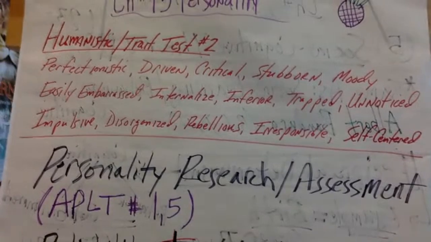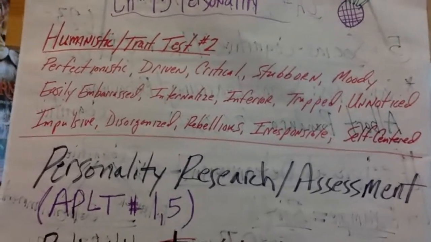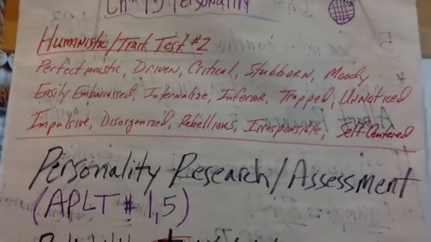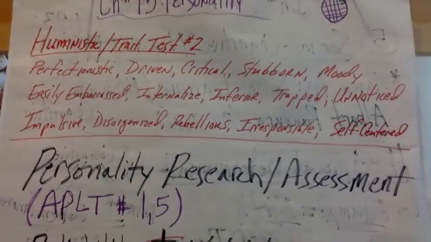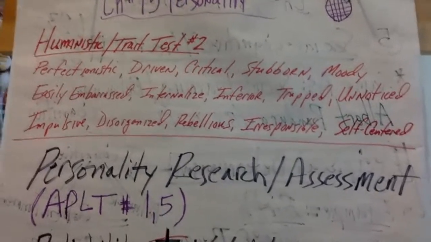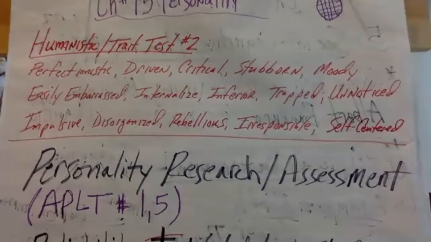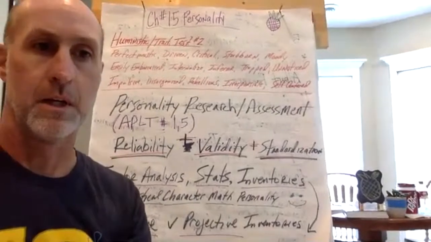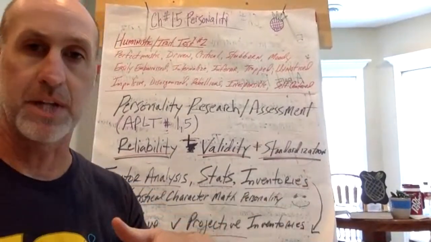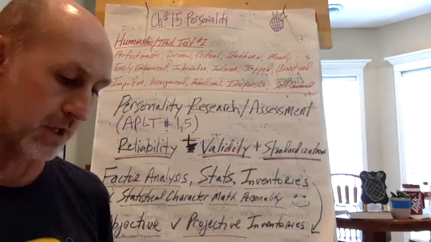So perfectionistic, driven, critical, stubborn, moody, easily embarrassed, internalizer, inferior, trapped, unnoticed. Okay. So there are 15 here. Okay. So again, just write those down anywhere, and then you're going to move them over into your rank, okay, of yourself.